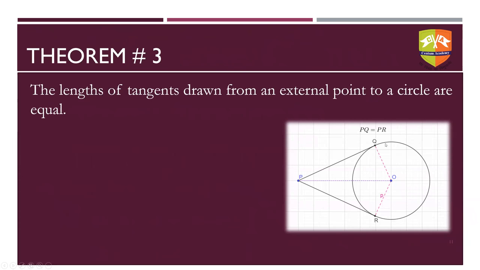This one. Now, in one figure itself, we can prove so many theorems related to this. So what does this theorem say? It says the lengths of tangents drawn from an external point to a circle are equal. So what is meant by the length of the tangent we defined? They are saying this length PQ is going to be equal to PR. So there is a point P and you have drawn two tangents.